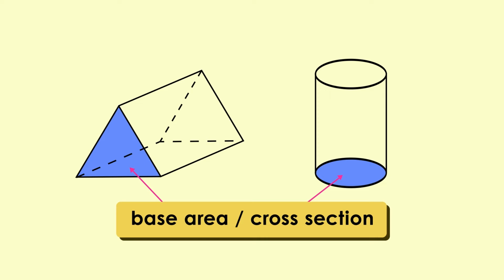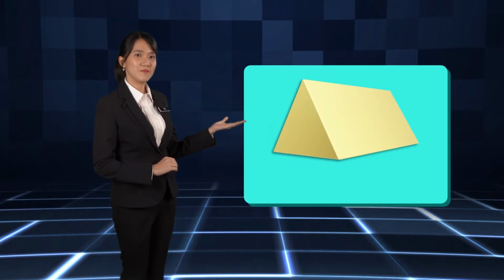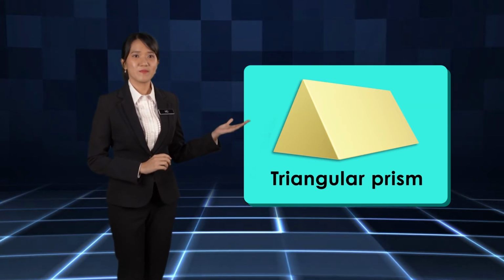Let's look into details on how to derive the formula for the volume of prisms and cylinders. This is a prism. Can you name this prism? That's right. It is a triangular prism.